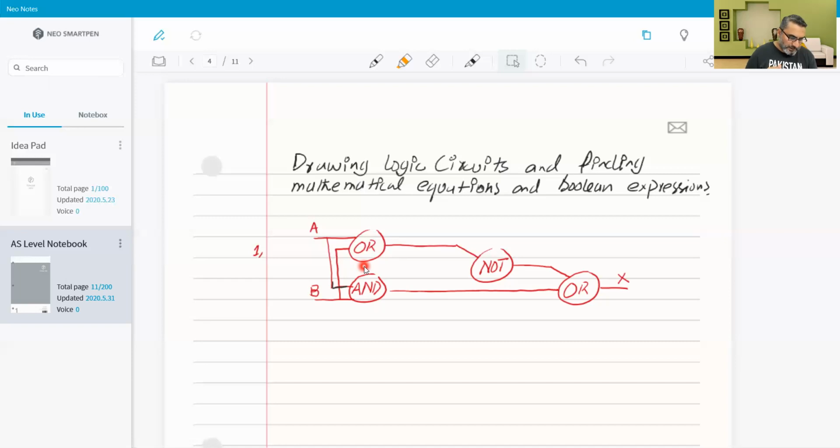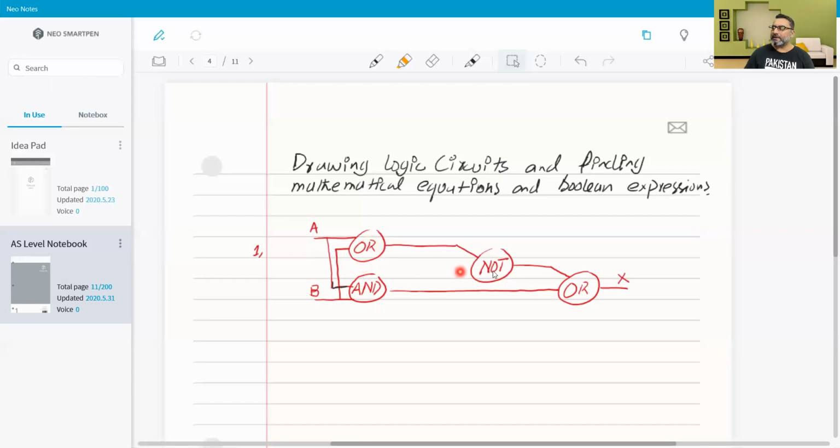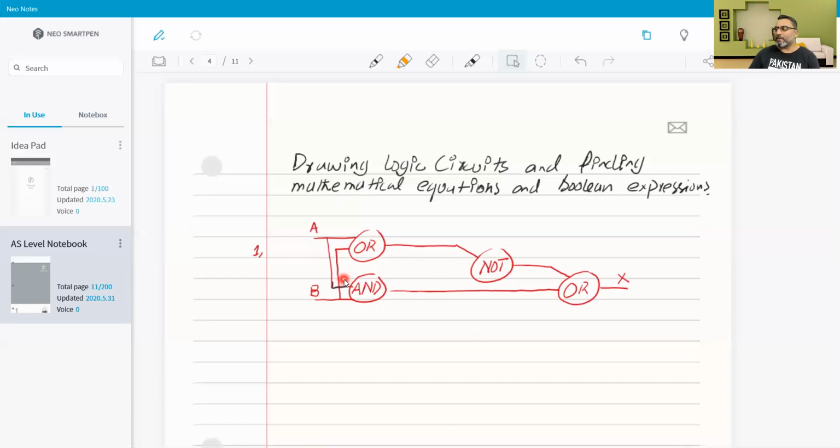So logic gates take binary inputs and produce binary outputs. Several logic gates combine together to form a logic circuit. As you can see over here, we have an OR gate, AND gate, NOT gate, and OR gate. They are forming a circuit. So this is a circuit, though it is not a correct one. We will be properly making it in a short while. Okay, so let us start.